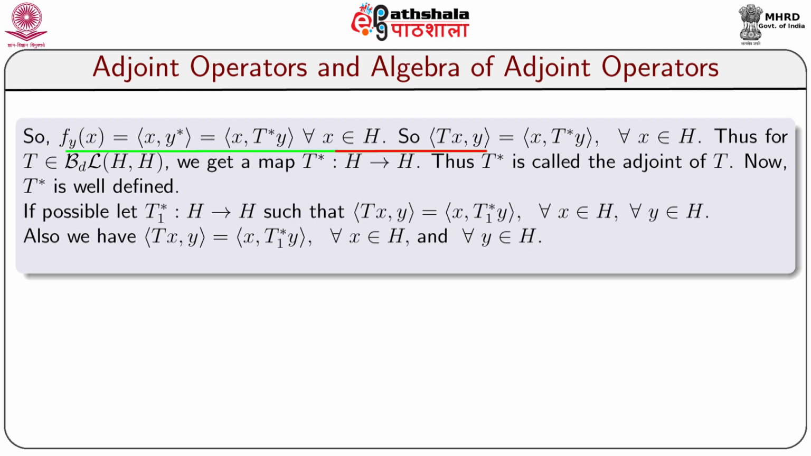So inner product Tx comma y equal to inner product x comma T star y for all x belongs to H. Thus for T belongs to B(H) we get a map T star from H to H. So T star is called the adjoint of T. Now T star is well defined.